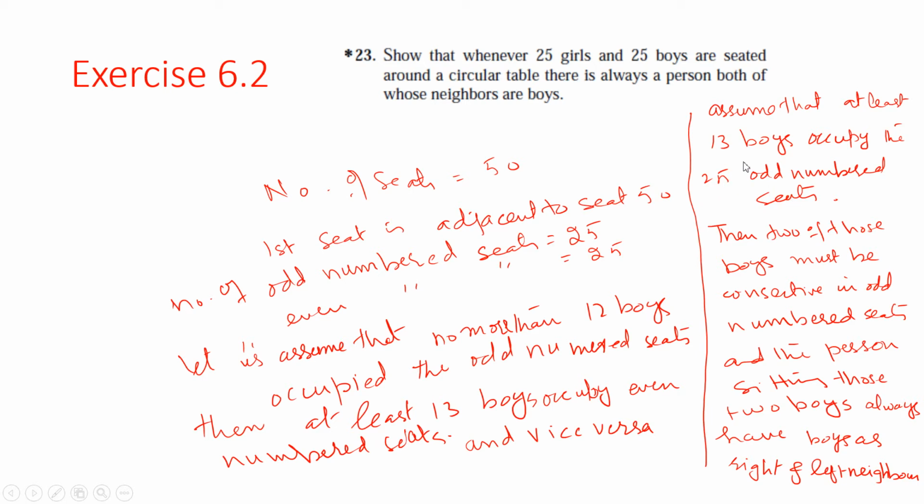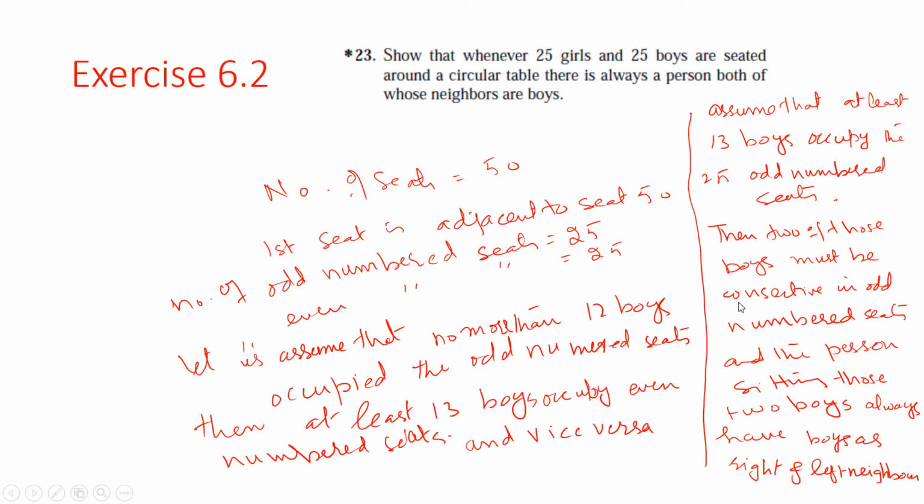Okay, 13 boys occupy the odd number seats. Then 2 of those boys must be consecutive in order, because total odd number seats are 25, and 13 boys are occupying odd numbered seats. So 2 of those boys must be consecutive in odd numbered seats, and the person sitting between those 2 boys always has boys as right and left neighbor.